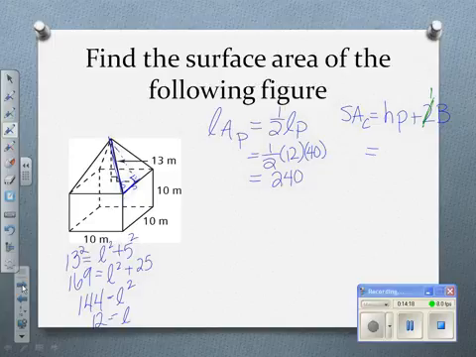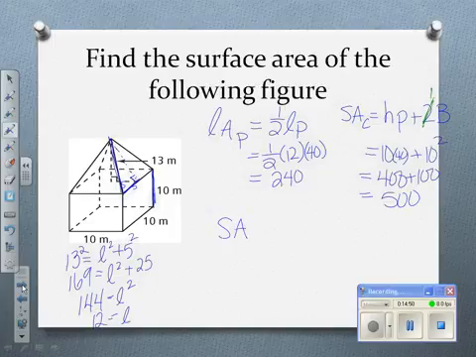So our height is going to be 10. The perimeter we said was 40, so the height connects the bases, and it really doesn't matter, all of them are the same. So 10 times 40 plus the area of the base is 10 squared because it's a square. So we've got 400 plus 100 is 500. So that's the surface area of the cube minus one of the bases. So when we add these together, my surface area of everything is going to be 740 square meters.